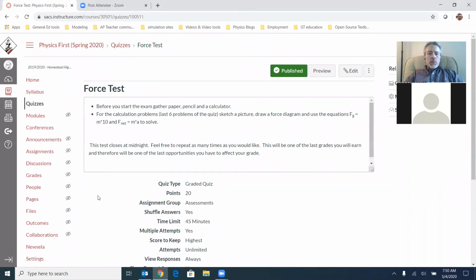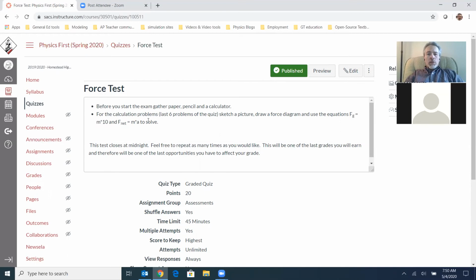There's 20 questions. This is probably one of the last major grades of the year. So you can retake this as many times as you want. So open notes, open anything you need to use on it. The last six problems are calculation problems. So you're going to have to use equations like Fg equals m times 10 and F net equals ma. And you can take it over and over again as much as you want.